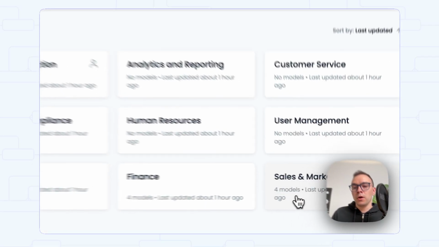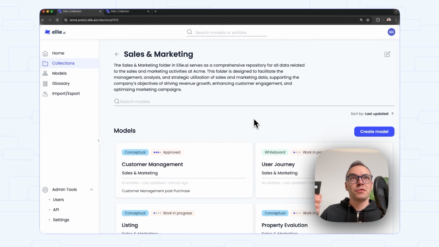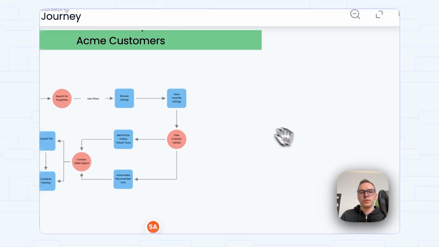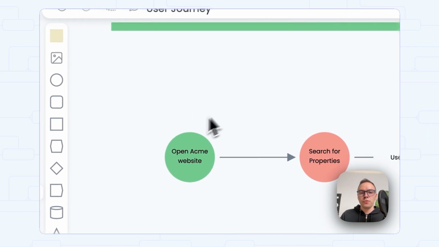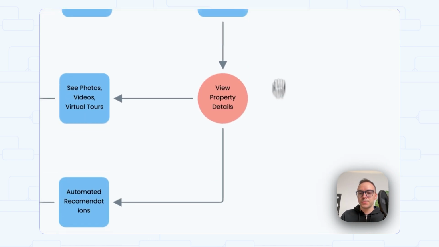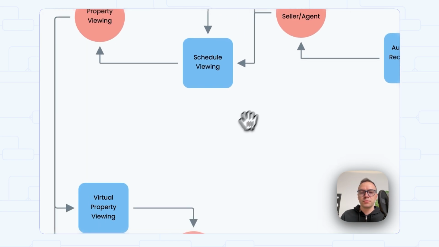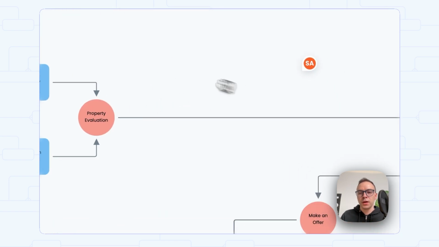I'm going to open one of the models in our sales and marketing for our imaginary company Acme. And Acme, let's assume, specializes in having an online website where companies and people can put listings of properties for sale, like houses, apartments, etc. So here I have our business process of the user journey of an Acme customer. If I go through, we can see there's a lot of different steps, from viewing the property details to contacting the seller and agent, property viewing, and property evaluation.